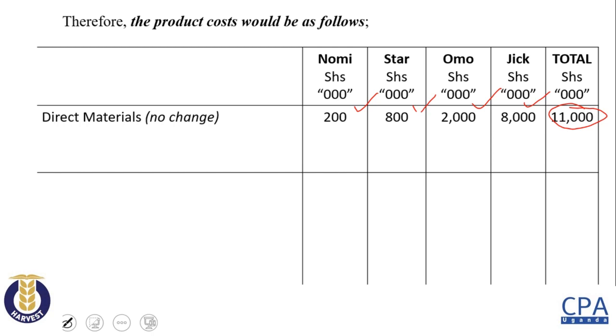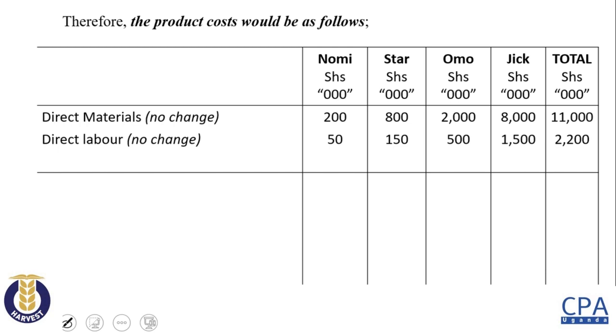Similarly, the direct labor costs are going to remain unchanged. There is no change as per the solution we have got in part A. That is the 50 for NOMI, 150 for STAR, OMO, that is 500, and JIC, that is 1.5. Now, the reason is that for the case of direct materials, there is no debate about this. Therefore, we are saying that the direct material cost will still remain the same in either of the methods. Whether you're going to use absorption costing or activity-based costing, the direct materials and direct labor costs are going to remain the same.